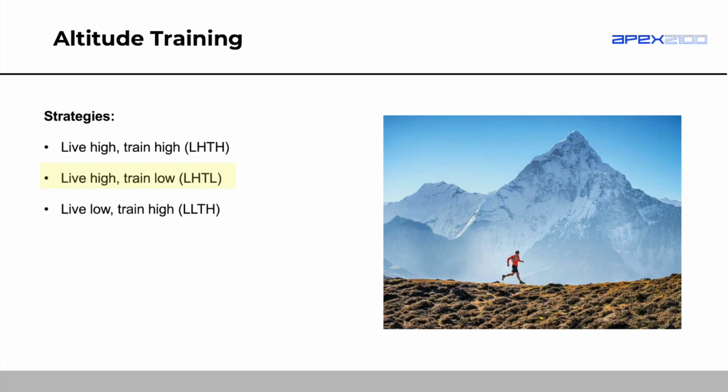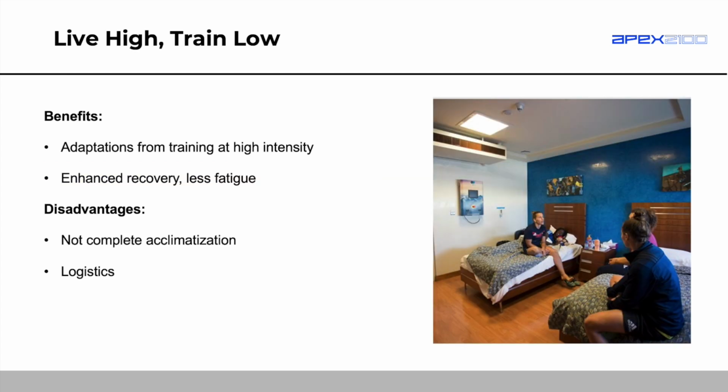The next one is live high, train low. So the advantage of this is you get the adaptations from training at a high intensity. So if I live up in the mountains and I go down to Annecy to do my training, I'm able to train with the same intensity I would as if I was at sea level, because I've now got the oxygen availability. I'm not going to be dying training. I'm going to be able to complete the correct amount of work at the correct intensity. I'm not going to be struggling because there's no air to breathe.